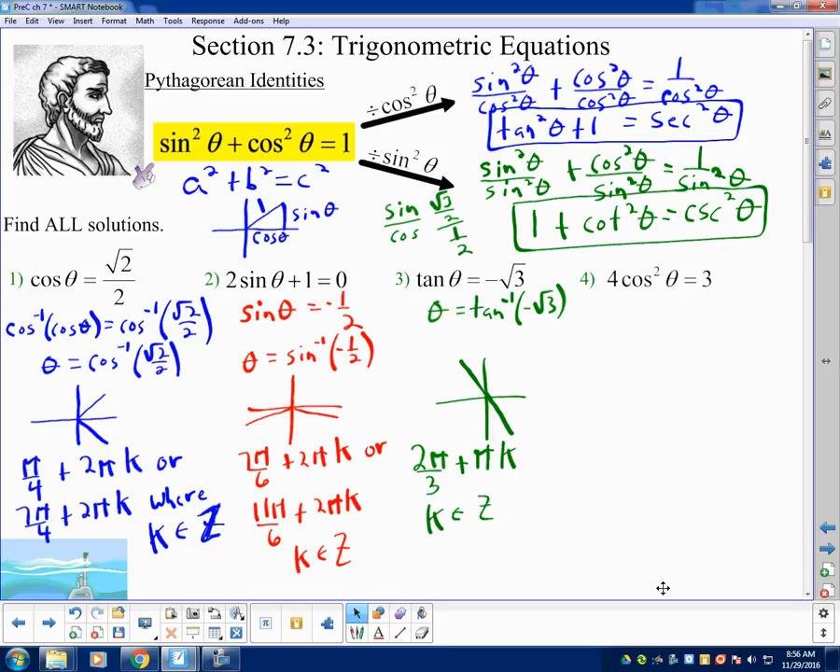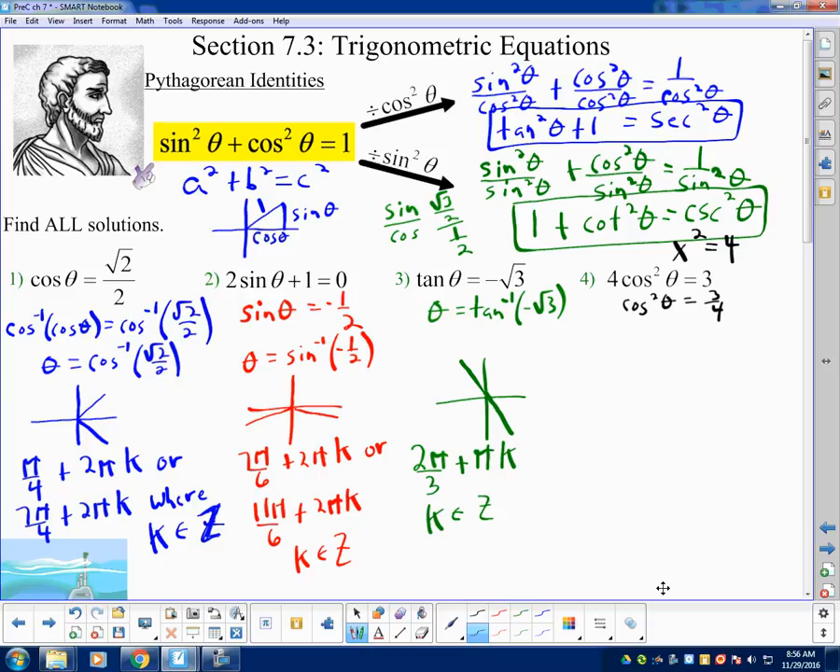Number 4. It's got a cosine squared in it. So first step will be to move the 4 over. So you have cosine squared of theta equals 3/4. And then when I take the square root of each side, it's kind of like if you have something like this, x squared equals 4. The algebra mistake is to only list the positive square root, right? But if we're solving that equation, we know that negative 2 also will make that true. So the same thing here.